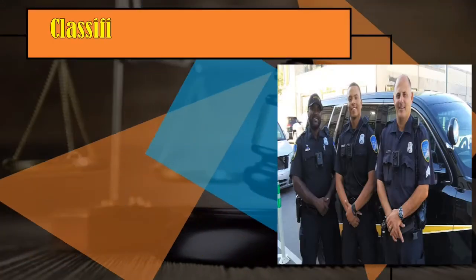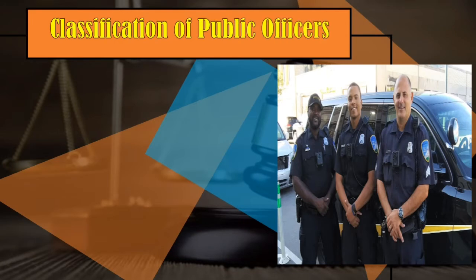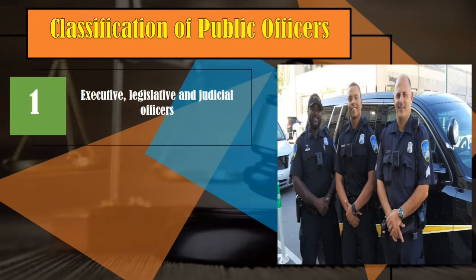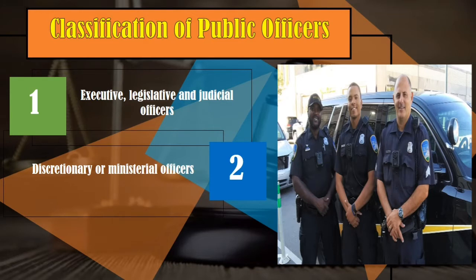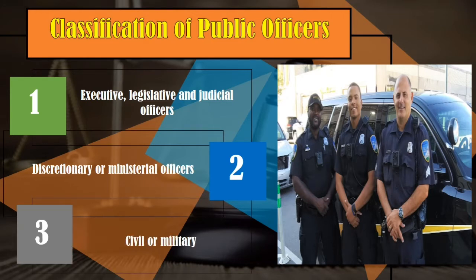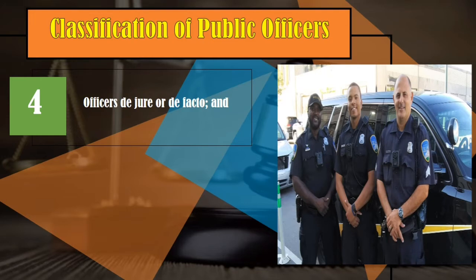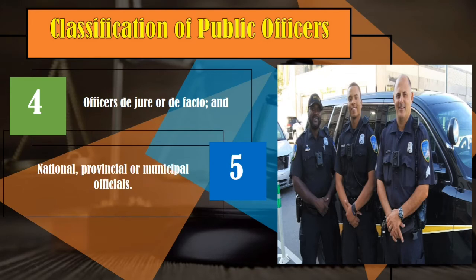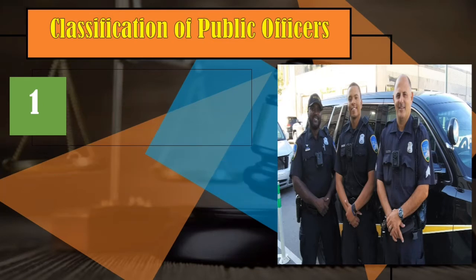Now class, we have the classification of public officers. First is that of the executive, the legislative, and the judicial officers. Second are the discretionary or the ministerial officers. Third are the civil or military officers. Fourth are officers de jure or de facto. And last are those in the national, provincial, or municipal officials.